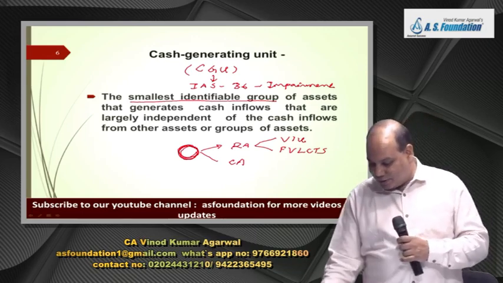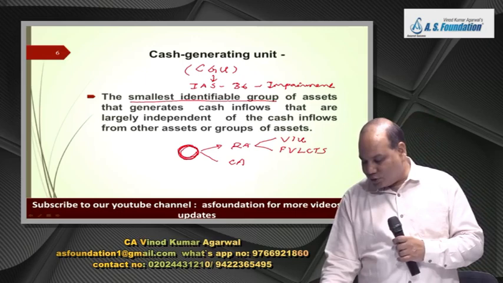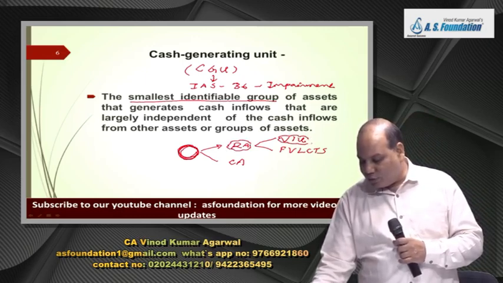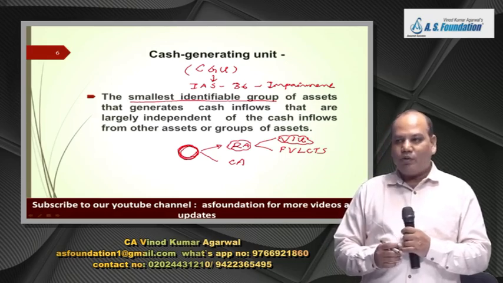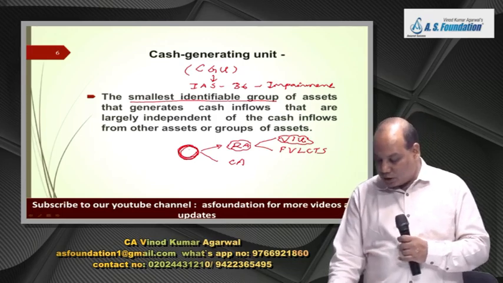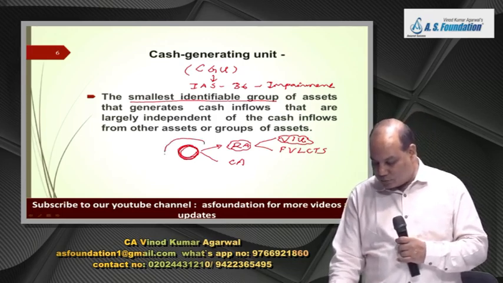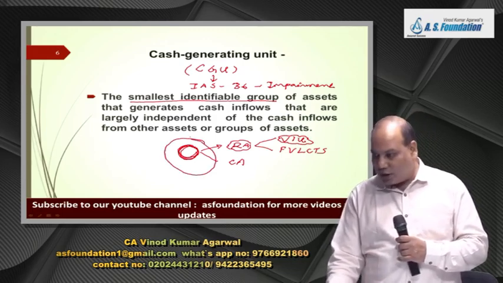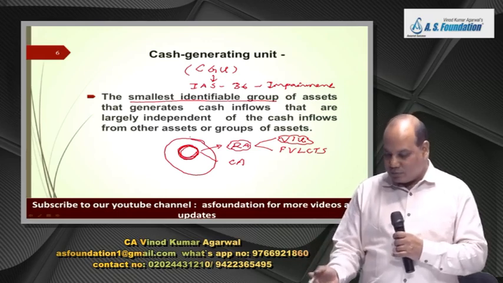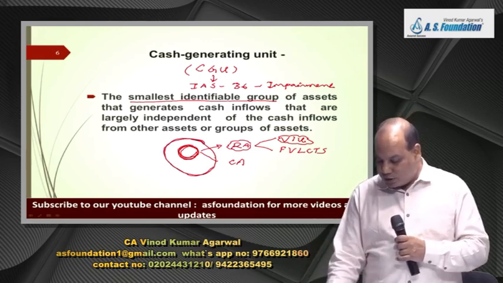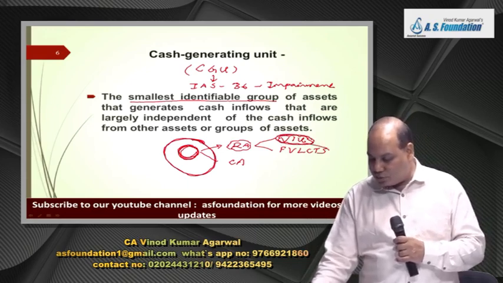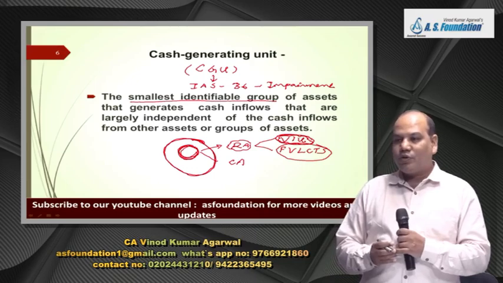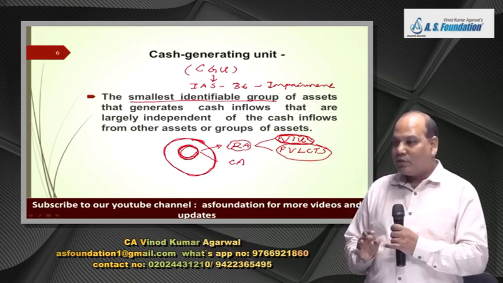Okay. Now fair value less cost to sell may be found out. But what is difficult to calculate for an individual asset? Value in use, that is the present value of future cash flow. Asset may not generate independent cash flow. So we'll go to that group of asset which generates independent cash flow, whose value in use, whose fair value less cost to sell can be calculated separately.